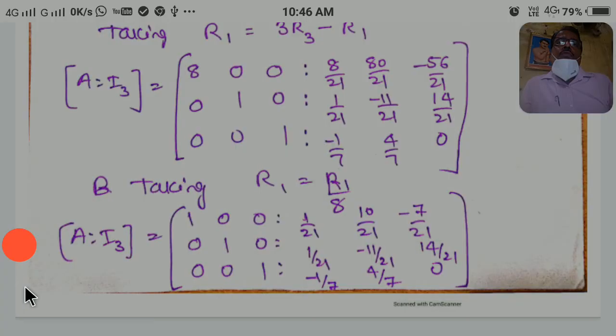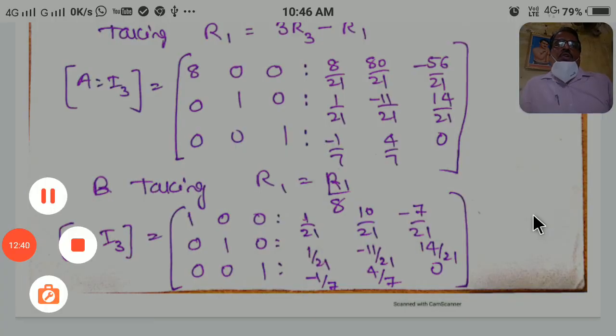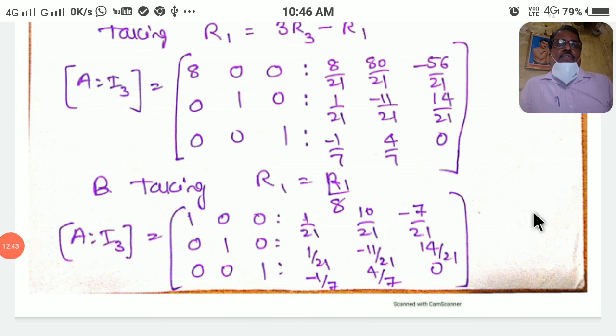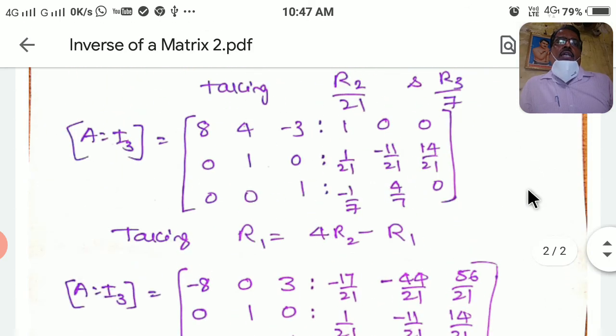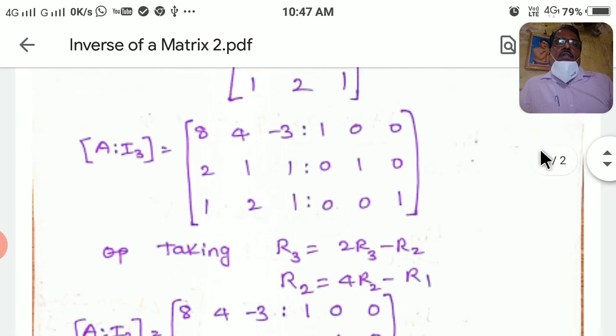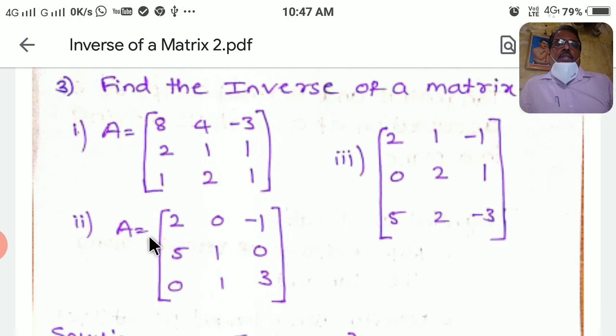Okay. So this is how we find the inverse of a matrix by elementary transformations. Similarly, two problems are given. The first one is A is equal to 2 0 minus 1, 5 1 0, 0 1 3, and the second one is 2 1 minus 1, 0 2 1, and 5 2 minus 3. So please try to solve these problems, find the inverse of these matrices using elementary transformations. So take these two problems as homework.